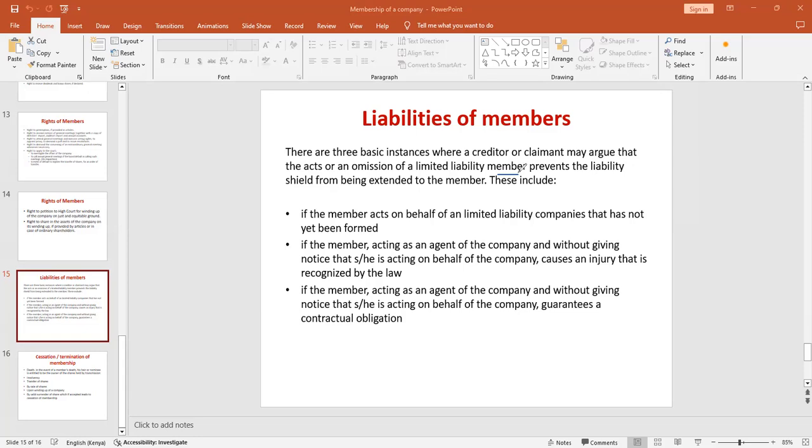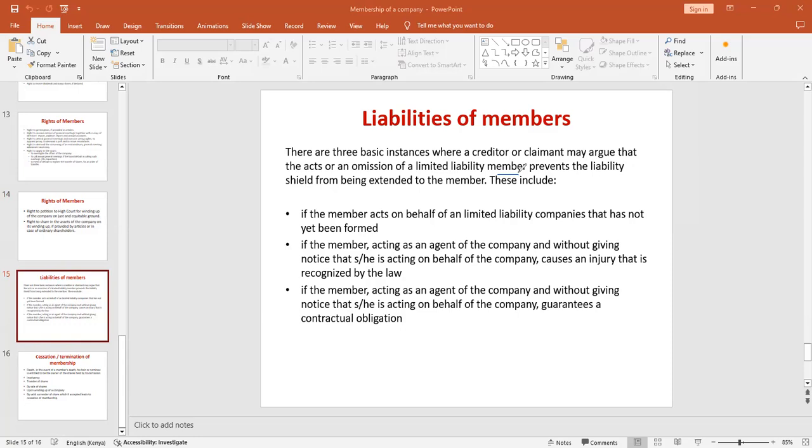Because generally speaking, if you deal with a company, then the assumption is you dealt with the company, you do not deal with the members of the company, because of the veil of incorporation. The idea that the company and the people who own it are separate, and that separation is granted by the fictitious veil, the so-called veil of incorporation.